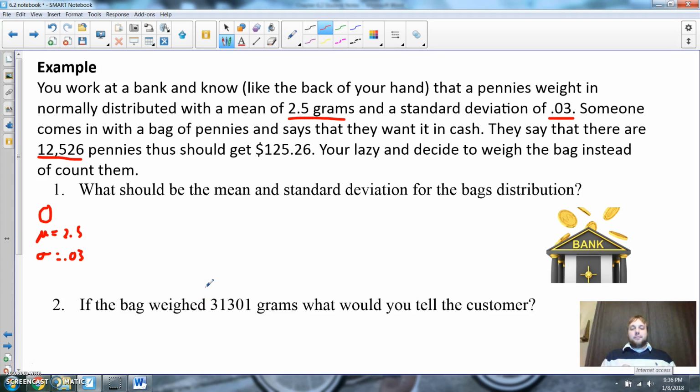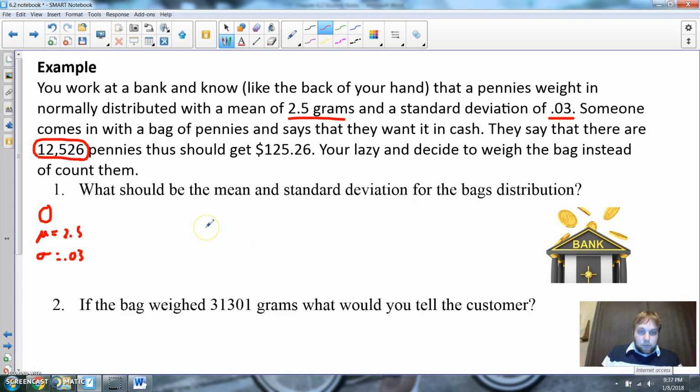Now, here's the deal though. Every single one of these pennies can be different than 2.5. So they can fluctuate back and forth. We might have a bag with really low weight. We might have a bag with really heavy weight. So what would be the mean and standard deviation of the bag?